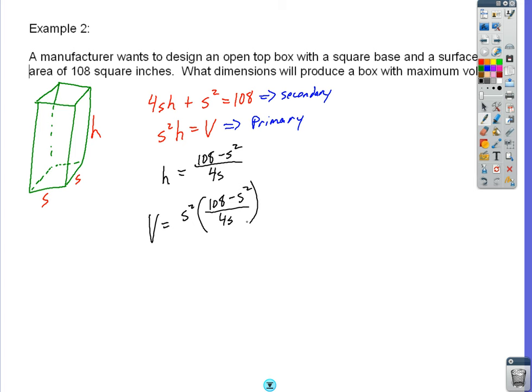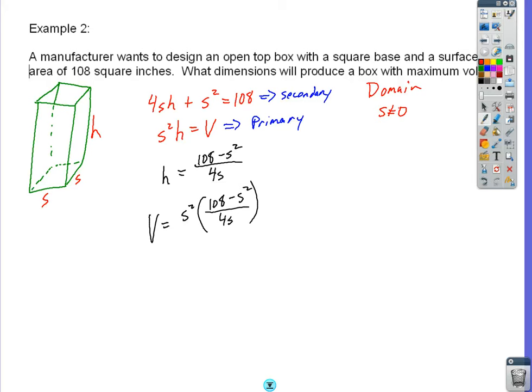Now I have to start coming over here and I need to think about my domain issues. Well, what's that with domain? Well, things that I should know off the top about just, again, looking at my equation. Looking at my equation, I know that S cannot be 0. Again, I would have a problem with that, okay, volume-wise.